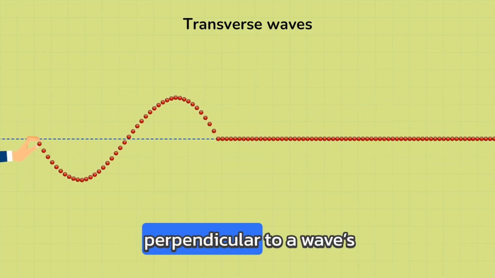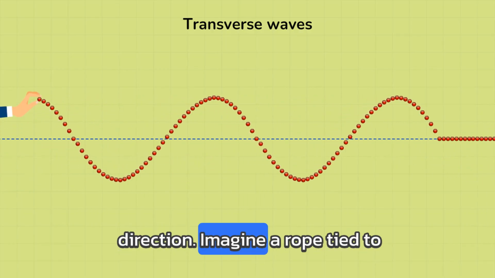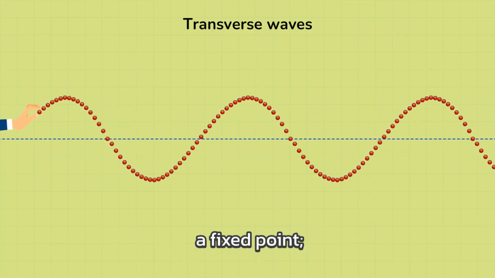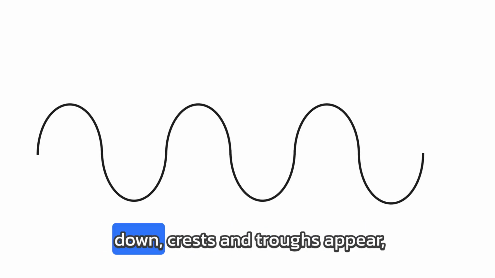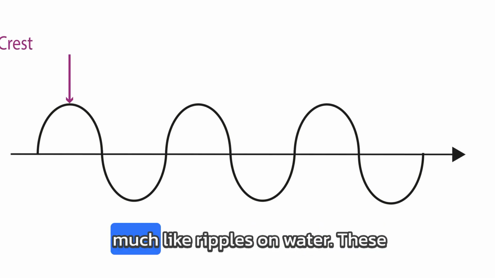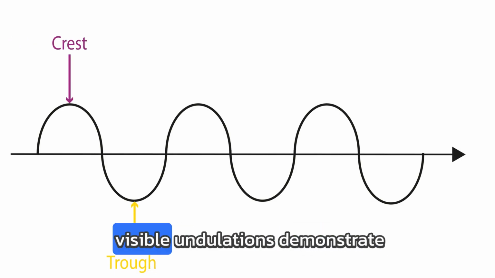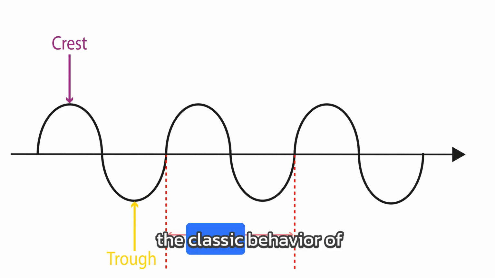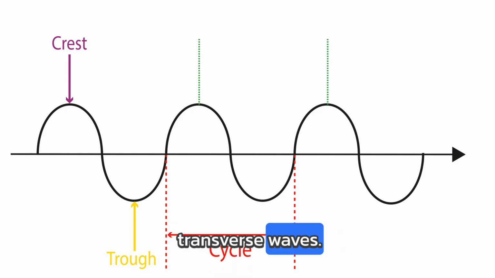Transverse waves move perpendicular to a wave's direction. Imagine a rope tied to a fixed point. When you move the free end up and down, crests and troughs appear, much like ripples on water. These visible undulations demonstrate the classic behavior of transverse waves.